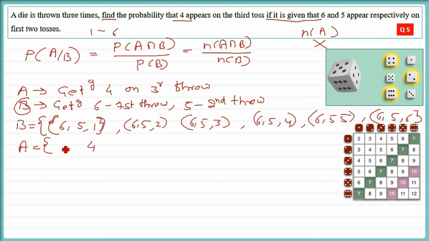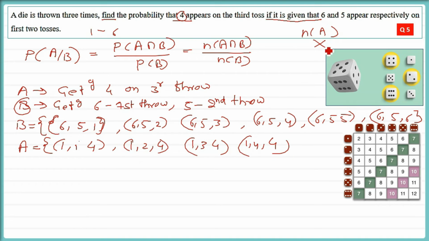So the last one is fixed. 4, 1, 1 can come. Now 1, 2 can come. 1, 3 can come. 1, 4 can come. But the last one is fixed. So let me write just to let you know. So just fix the last one. I'm fixing the last one here: 1, 1, 1, 2, then 1, 3, then 1, 4, then 1, 5, 1, 6 like this.